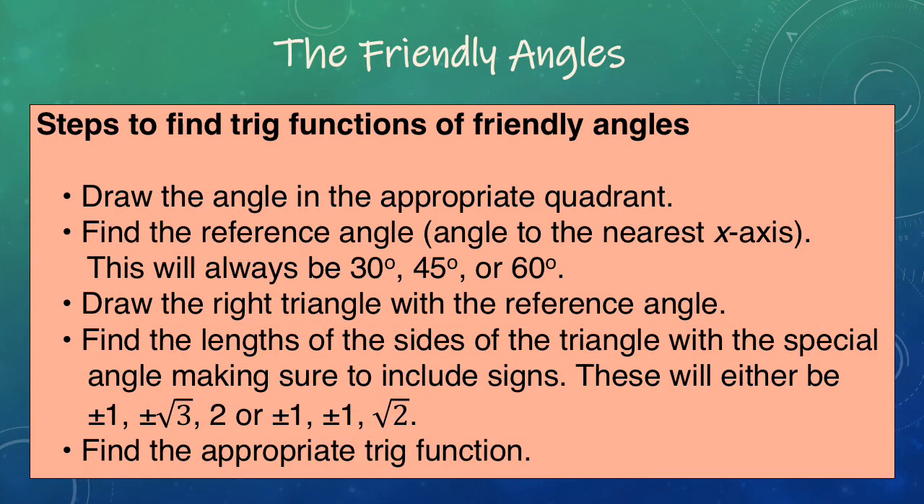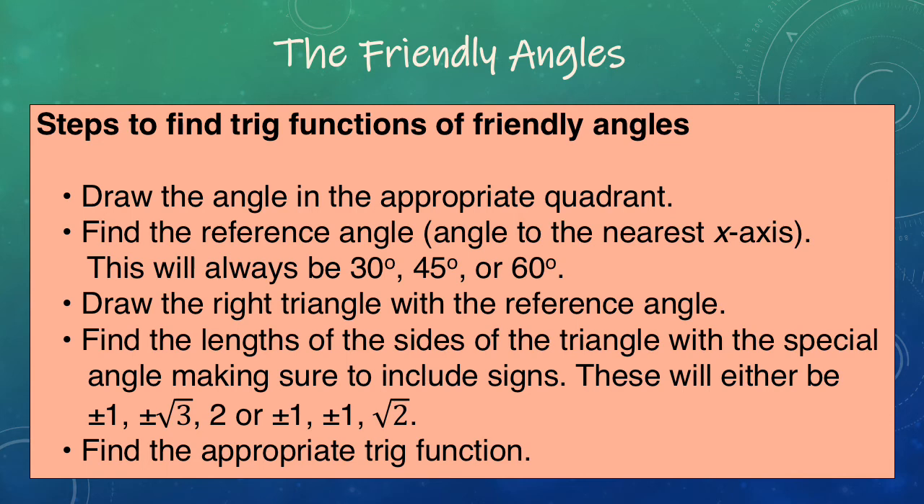Rather than use the coordinates of the unit circle that we just developed, there's a much easier way to find the trig functions of friendly angles. First, you will draw the angle in the appropriate quadrant. From there, you find the reference angle, which we know is the angle to the nearest x-axis. This will always be 30 degrees, 45 degrees, or 60 degrees. We then draw the right triangle to the x-axis using that reference angle.